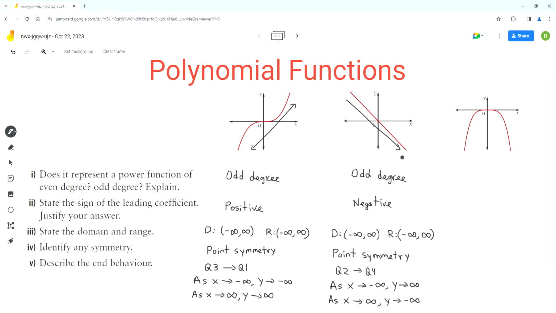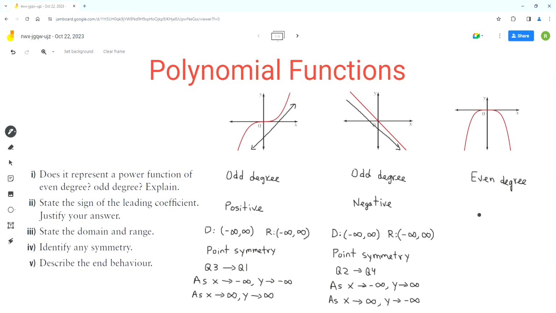Now we can answer these questions for the third graph. This graph represents an even degree function, because this graph starts and ends on the same side of the x-axis. The graph on the left side comes from quadrant 3 and then turns back and ends up in quadrant 4. So that's why this is an even degree graph. It stays on the same side of the x-axis.